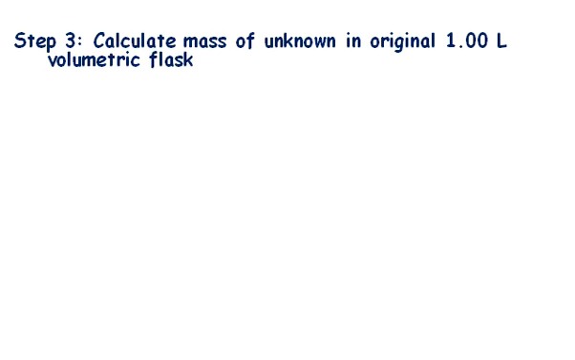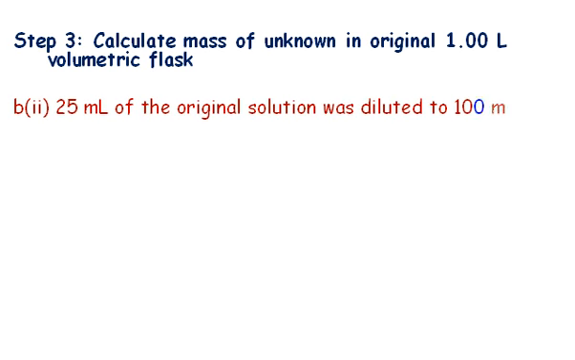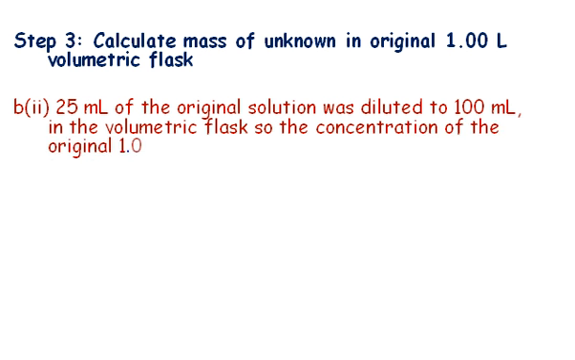Step 3 is to calculate the mass of our unknown in our original 1.00 litre volumetric flask. Now in the question, you'll find that 25 mLs of that 1 litre flask was taken there. The 25 mLs of the original solution will have exactly the same concentration as the 1 litre volumetric flask. That 25 mLs was then diluted to 100 mLs and placed in another volumetric flask.